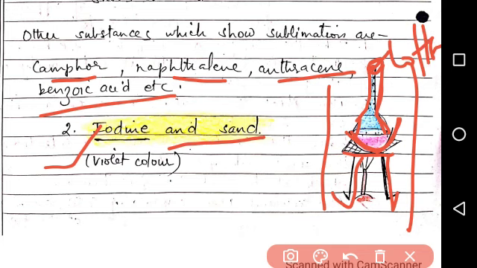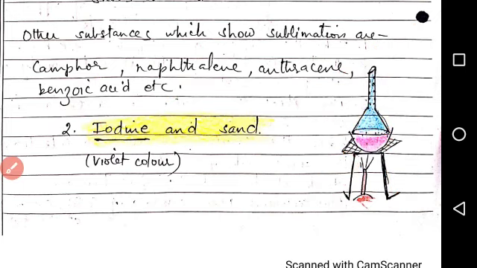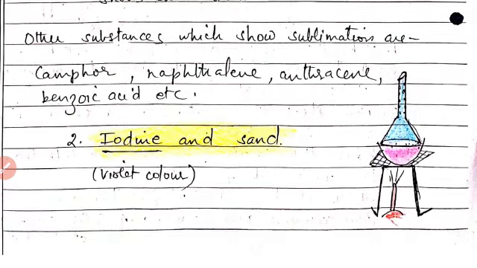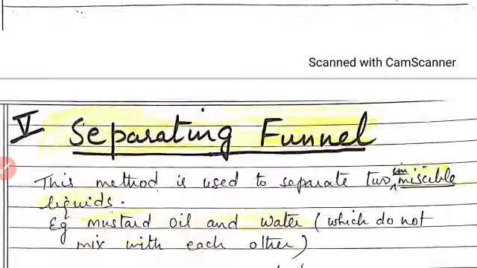When the mixture is heated, the vapors of iodine, because iodine shows sublimation, move in the upward direction and want to leave, but as the funnel is covered with cotton, they come back, strike the walls of the funnel, cool down and collect at the side walls of the funnel. So iodine particles in this way get separated on the walls of the funnel, whereas the sand remains in the dish.